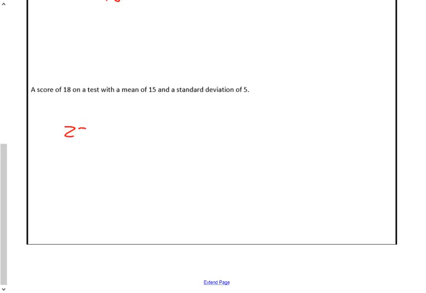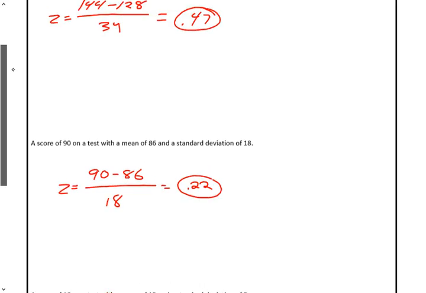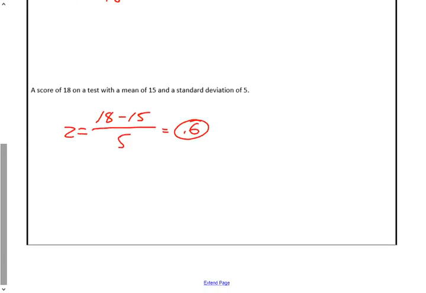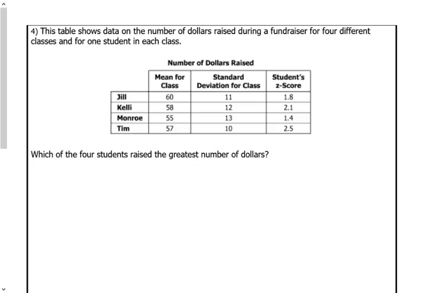This person scored an 18. The average was 15, and the standard deviation was 5. 0.6. So, who had the highest? Right here. This person, and now it's a stress test, so I don't know if the high score actually is good or bad, but this person had the highest relative score. They did the best compared to their peers in this group. Okay, and we can formalize that in a chart here.